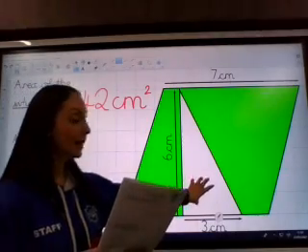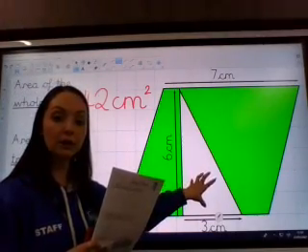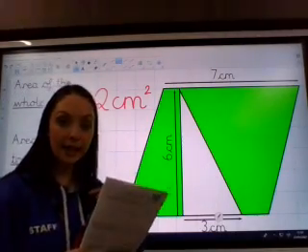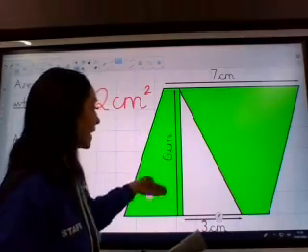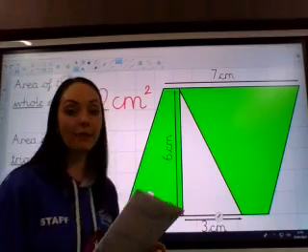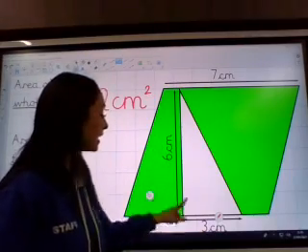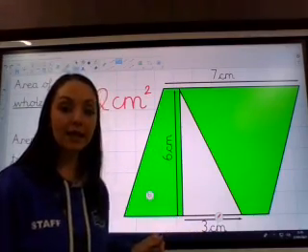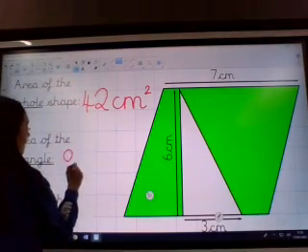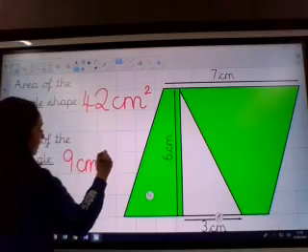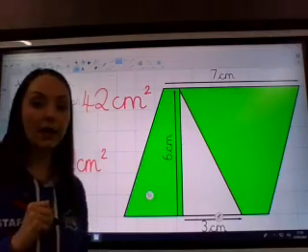Now I need to work out the area of this triangle in the middle, so then I can take it away. So to work out the area of a triangle, remember, we multiply the height by the base, and then we divide it by 2. So 6 times 3 is 18. Half of 18 would be 9. So the area of the triangle would be 9 centimetres squared.